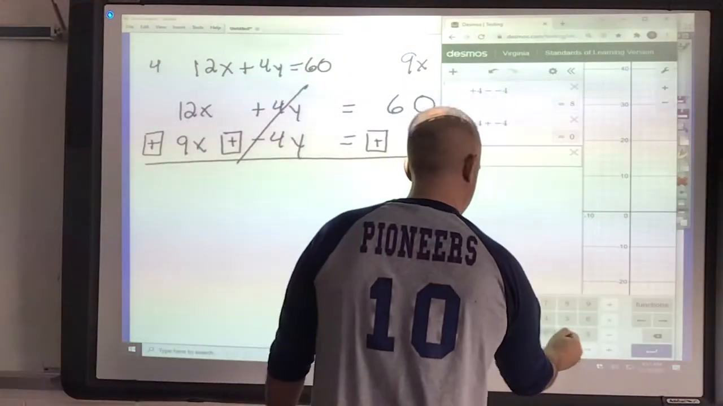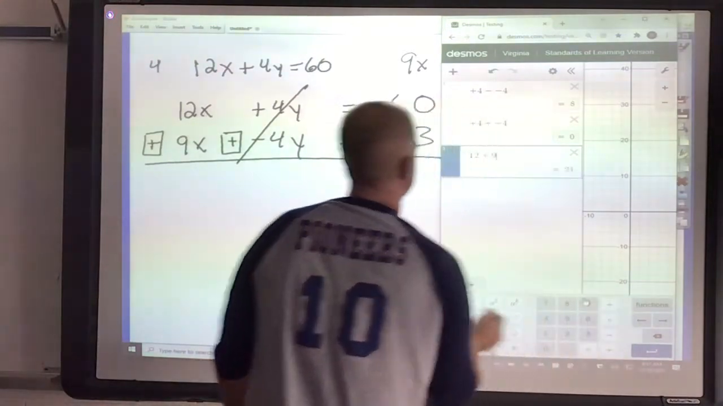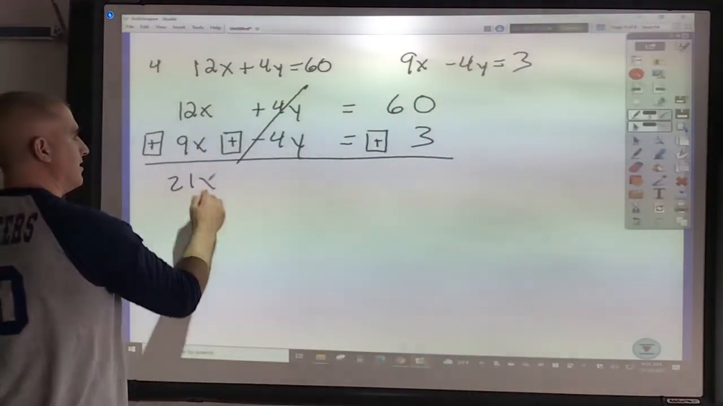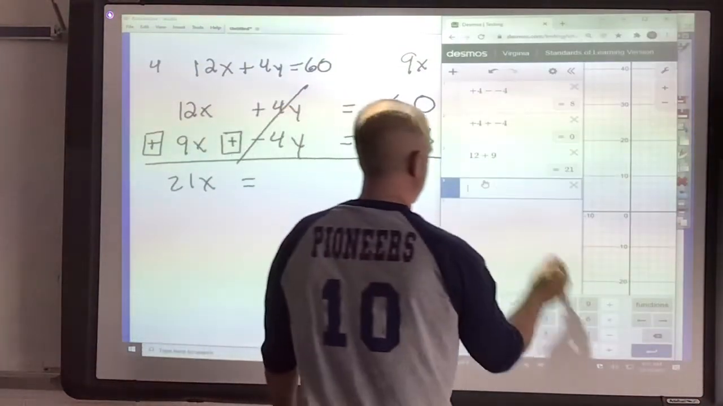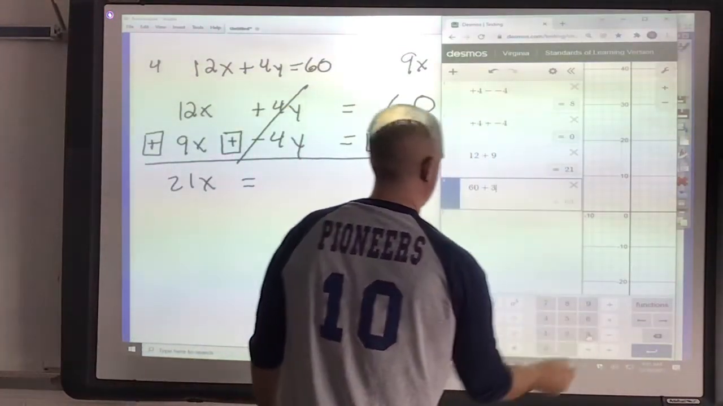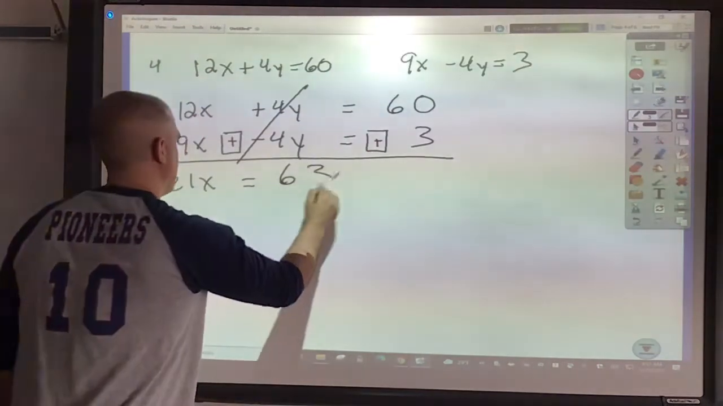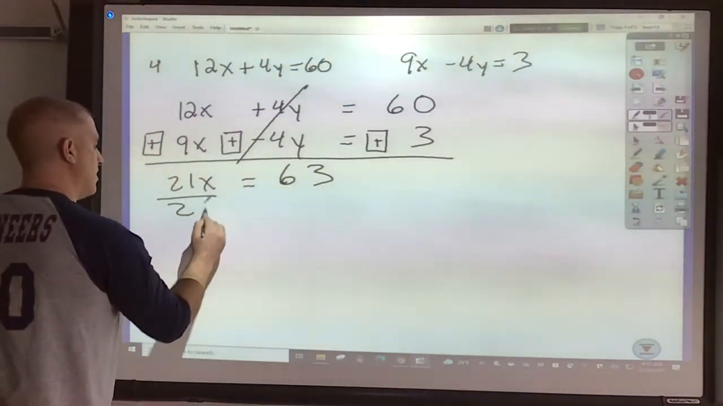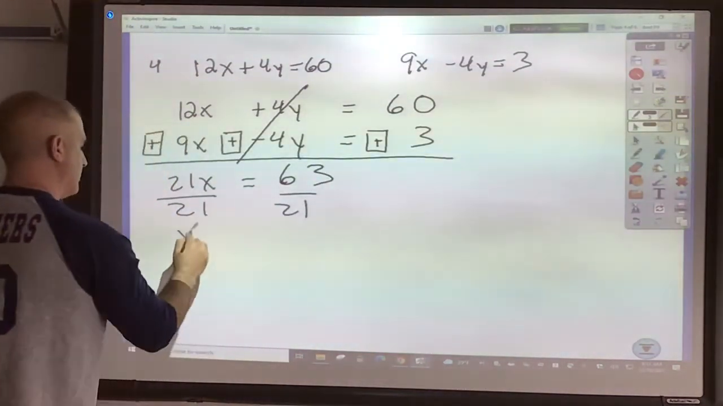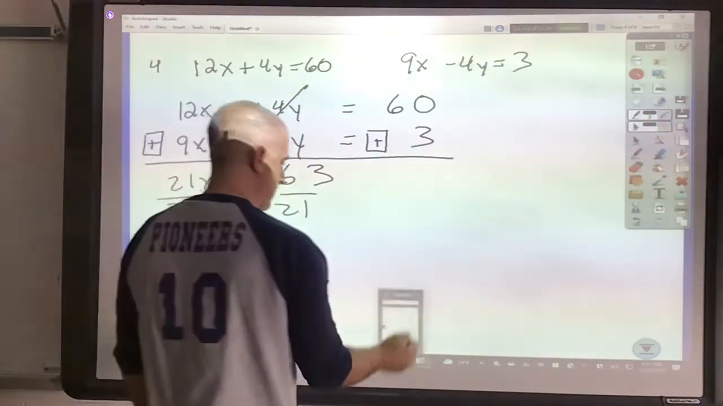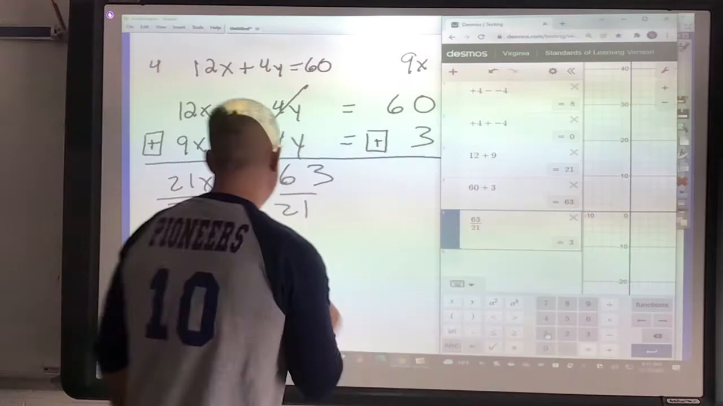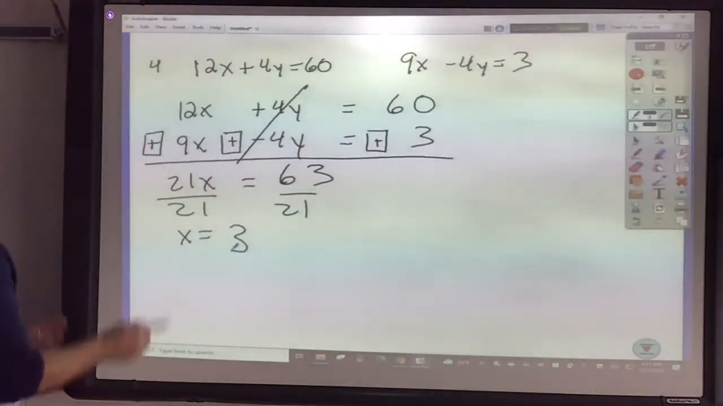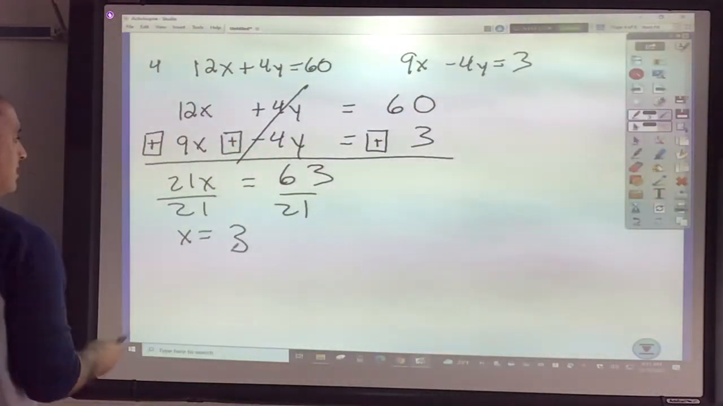Okay, 12 plus 9, I get 21x equals 60 plus 3, which is 63. All right, and I'm going to divide by 21, divide by 21. So I got x equals 63 divided by 21, which is 3.